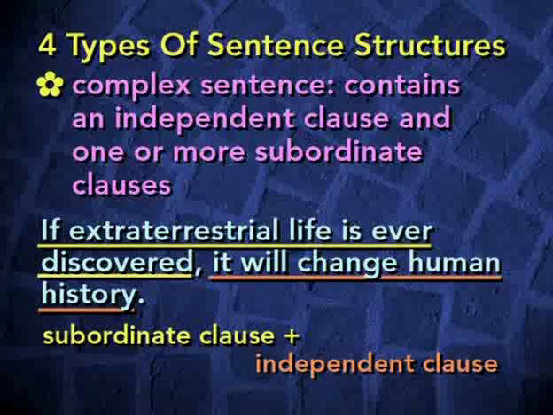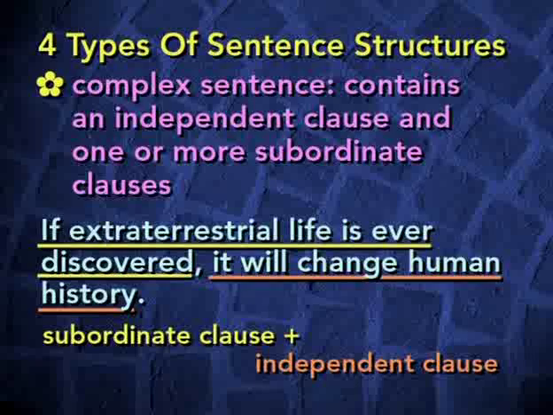It combines two different kinds of clauses, one an independent clause and the other a subordinate clause, and makes them into a whole to express a single thought. Notice that it doesn't matter what order the clauses are in. The subordinate clause could come first, or the independent clause could come first. In this particular sentence, the subordinate clause comes first, but it could have been the other way around. Either way, it's considered a complex sentence.